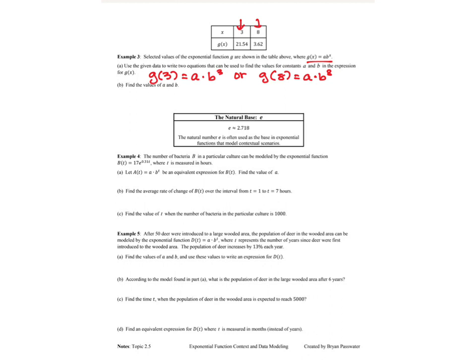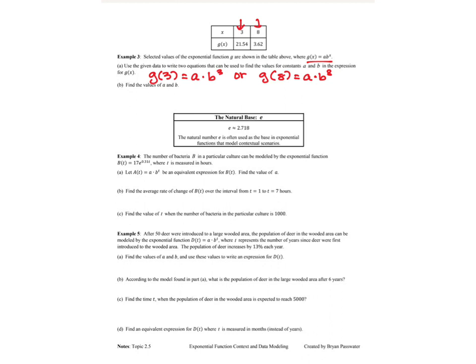Do you see what I'm saying there? Now, I didn't find the values of a and b. That's part 2. But part A says, write two different equations that could be used. And both of these work. So you just take your x value, make the function of that, and plug it in for x. What's wrong with that? There's two good equations. Then question B says find the values of a and b.